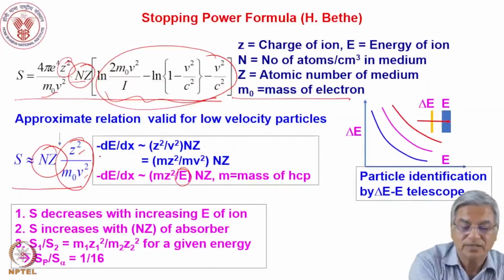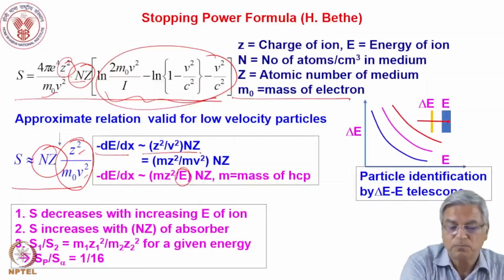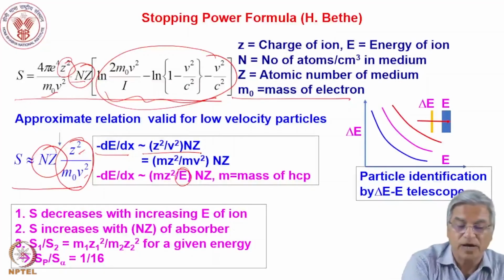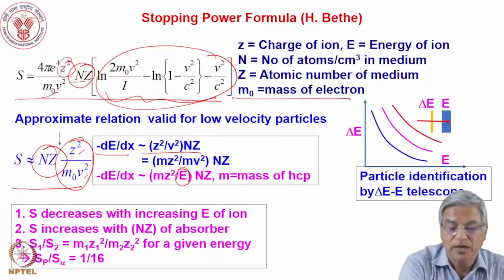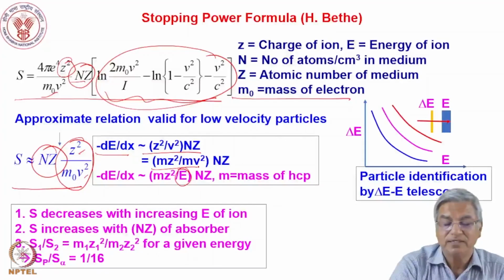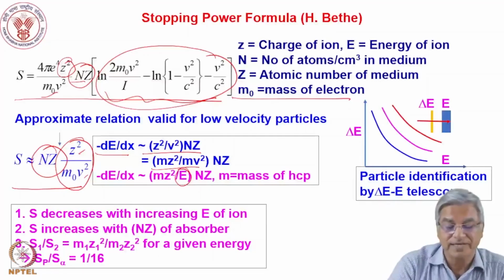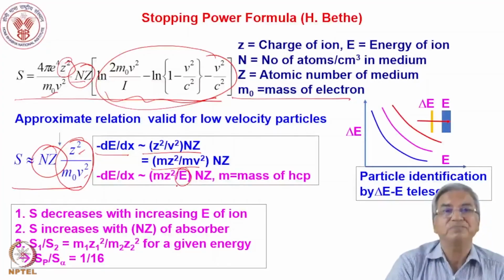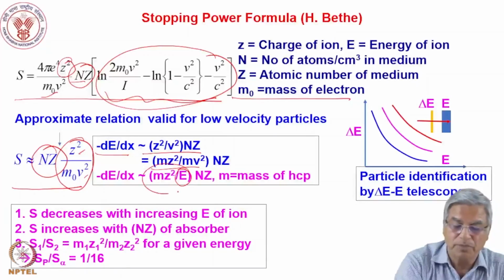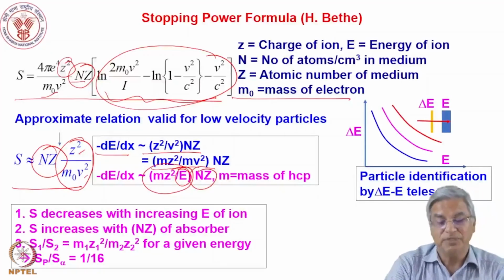So you can see here that stopping power minus dE by dx is proportional to z square upon v square into nz. Now you can just do some jugglery, multiply by the mass of the ion. So you have m z square upon m v square into nz, and m v square is nothing but E, energy, half m v square is kinetic energy. So you can say m z square upon E and nz. So this is the m z square by E dependence of the ion, and this is the electron density of the medium.